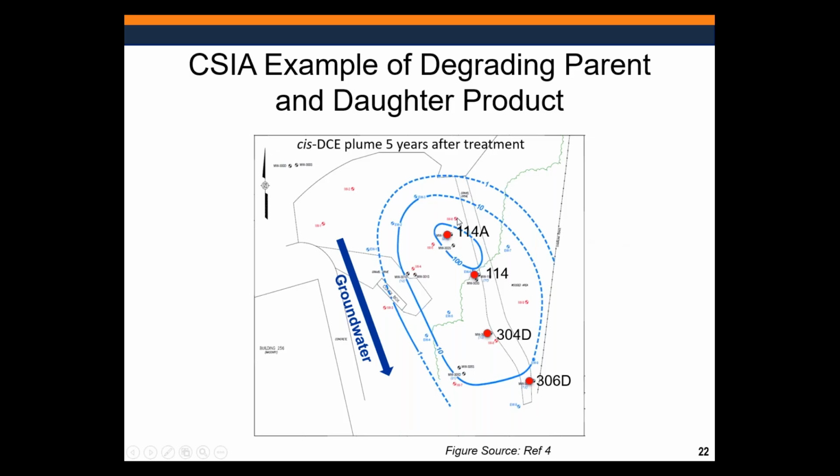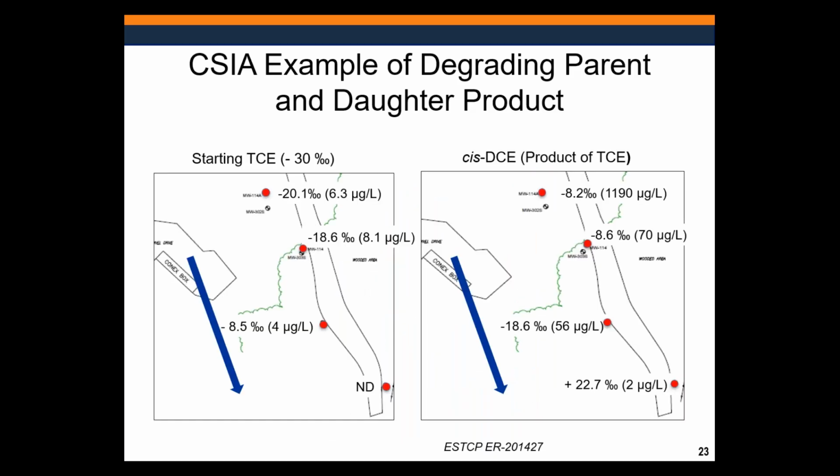So what was done here is that sampling was done along a groundwater flow path, looking at both concentrations of parent and daughter, as well as isotopic analysis of parent and daughter products. And here is what those data look like. So this is the TCE plume in this case. There was very little left, a few micrograms per liter.